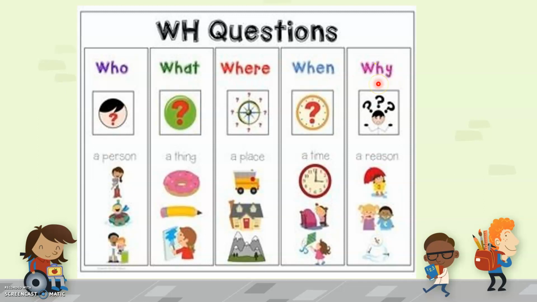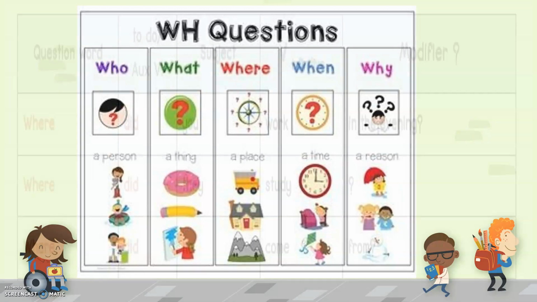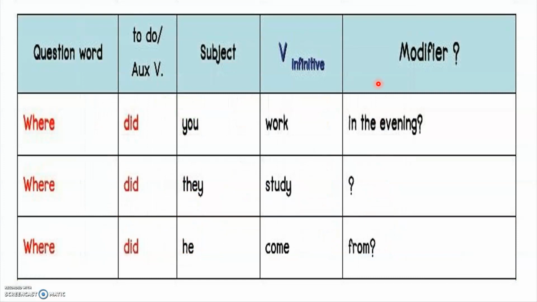And the last WH question, which is why, we use to ask about a reason. Why? For example, why are you angry? Why are you sad, for example? So these are the WH questions that we usually use to ask about a person, a thing, a place, a time, and a reason. Now, how do we form the WH questions in the past tense?